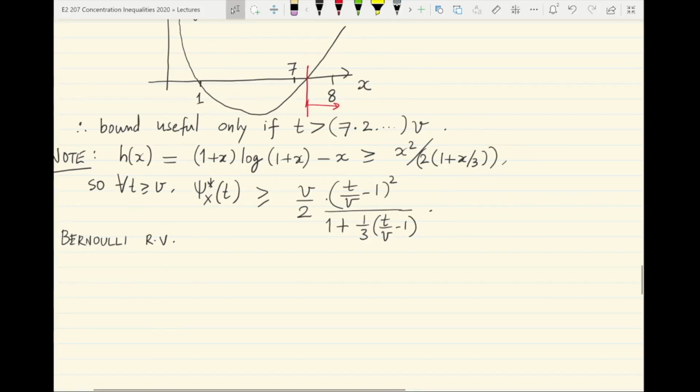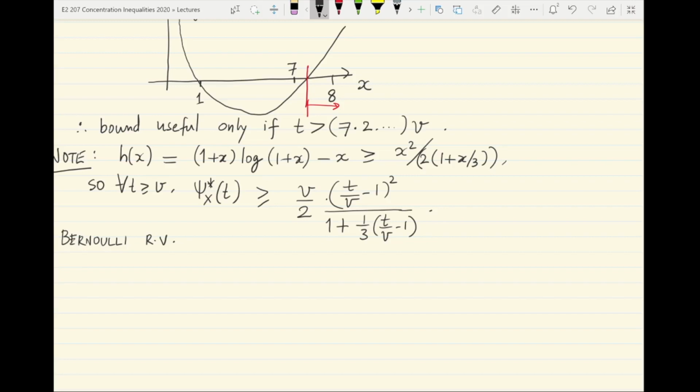So we actually have a lower bound for Cx star of t, the Cramér transform in the exponent of the Chernoff bound, as a rational function. Okay, so as a ratio of two polynomials depending on t or t by v. So it's a quadratic form in the numerator, and a linear form in the denominator. So depending on whether t by v is close to 1 or not, you have either quadratic behavior for Cx star of t for large t, or for relatively smaller t, you basically have a linear type behavior.